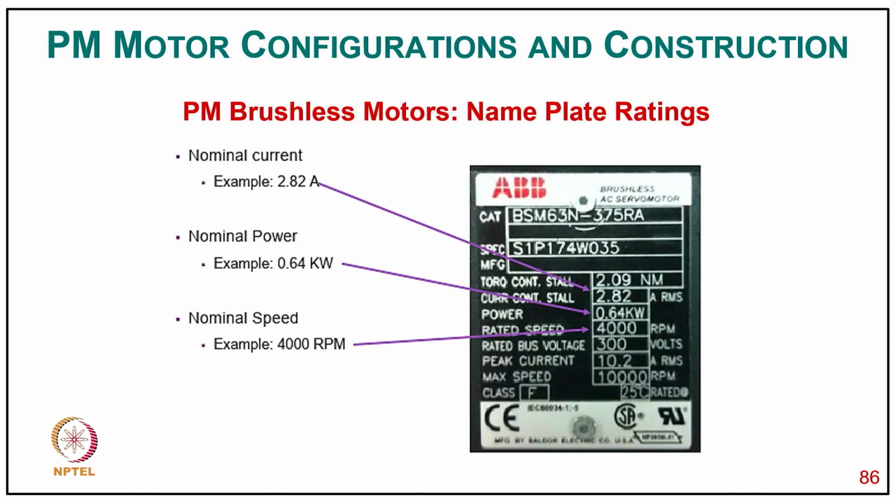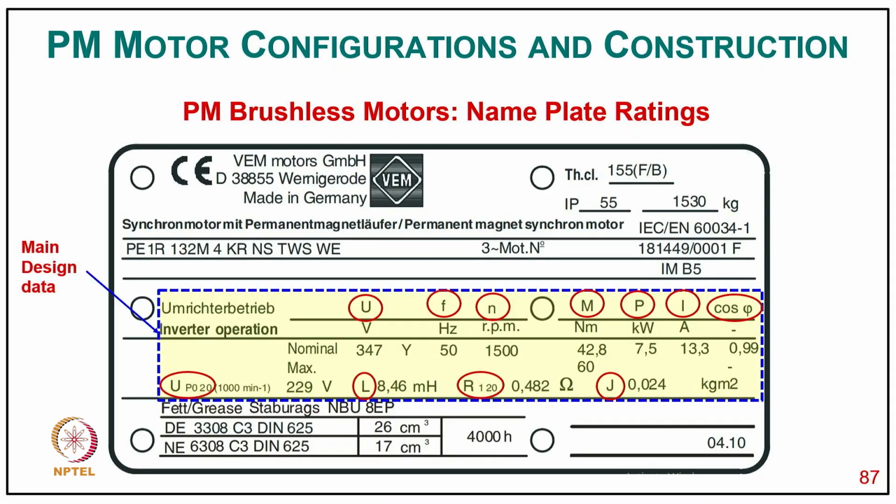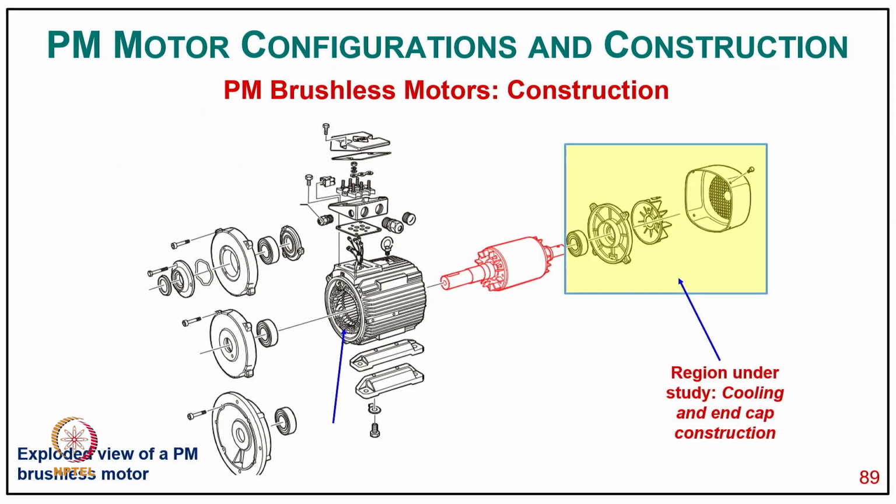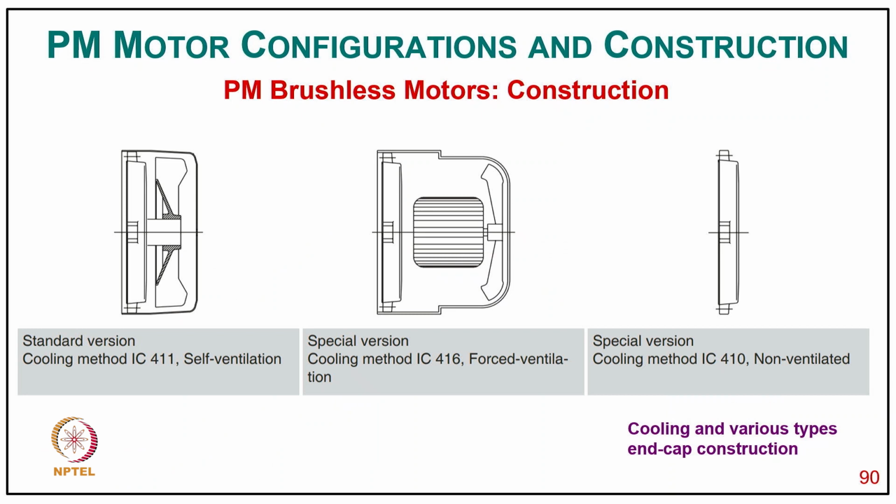These are nameplates of a permanent magnet brushless DC motor, where the examples are current, power and speed. Then another nameplate of a permanent magnet brushless DC motor. Then these are the standards of permanent magnet brushless DC motors, for the IEC standard as well as the European standard. Then these are, of course, the different parts of the construction of this permanent magnet brushless DC motor.